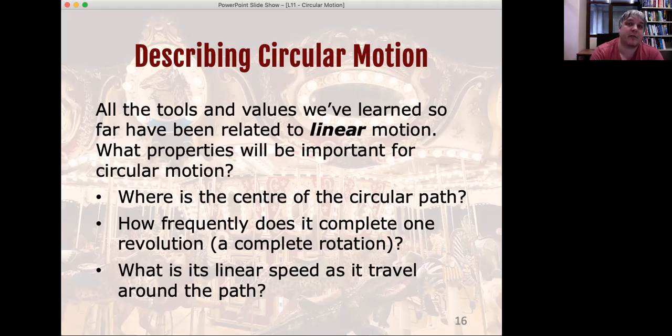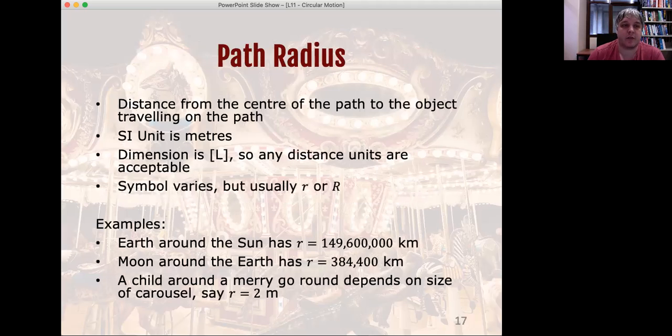While it's traveling around that circular path, the velocity is constantly changing, but the magnitude of the velocity, which is the speed, is constant. So what is that speed as this object is traveling around the circle? Hopefully you can imagine those are the pretty obvious properties that we'll want to define.